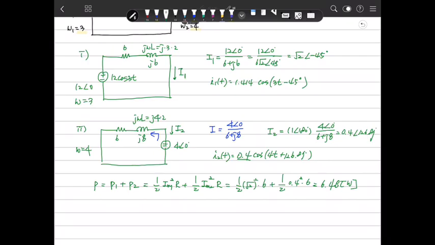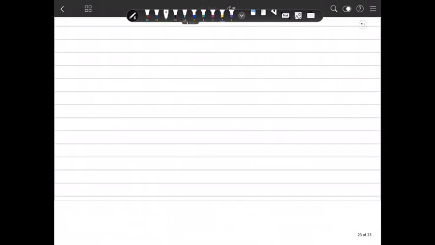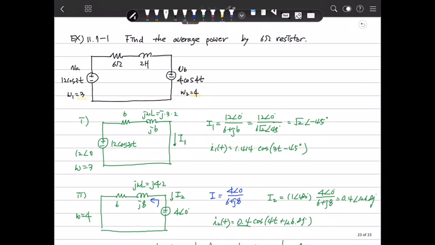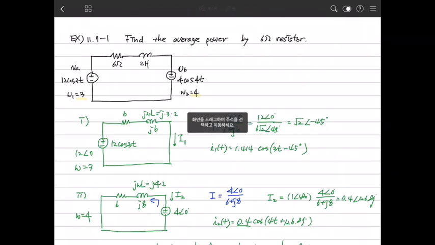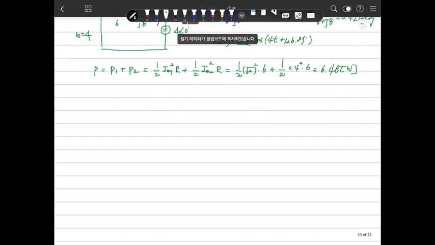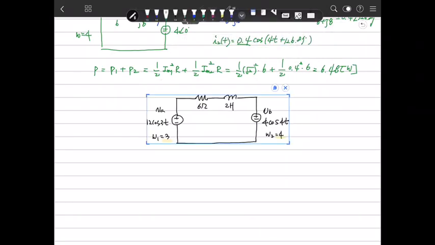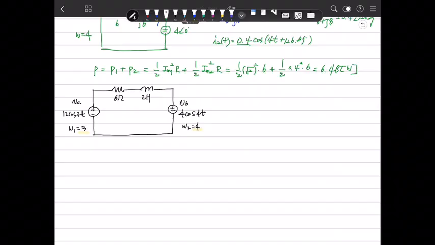But in the case where there are two sources here, we have the same circuit, but the frequency changes. This is not 3, this is 4. So we have the same frequency.